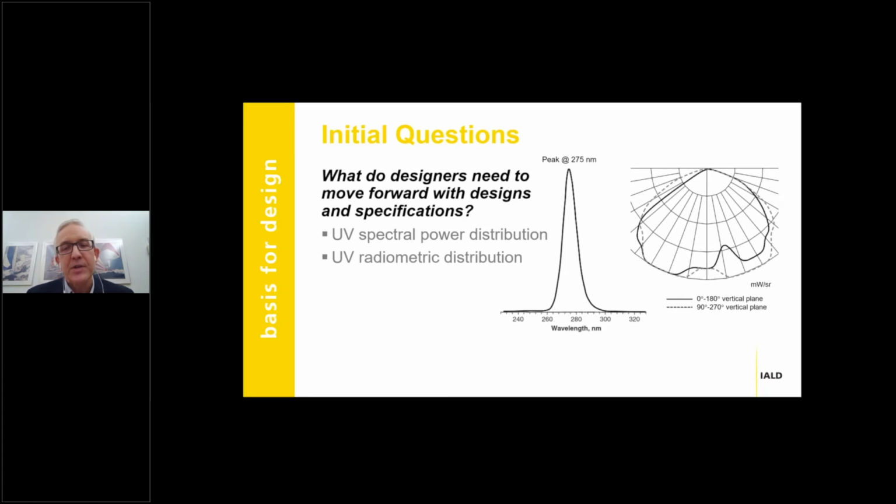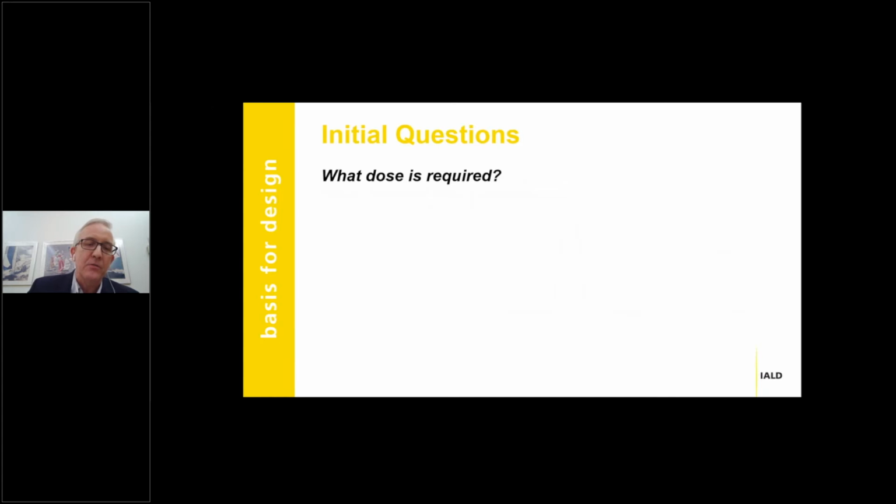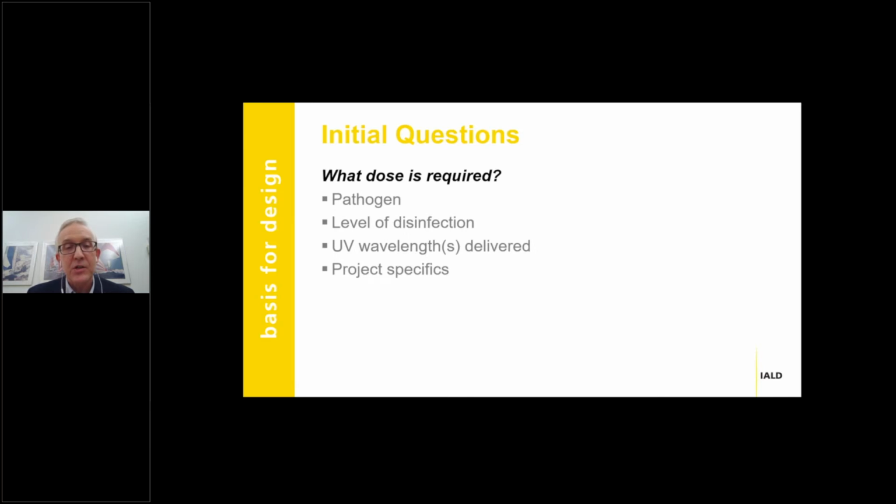The bigger question for designers, though, is going to be, what dose are you designing to? Like designing a lighting system to meet lighting requirements of a given visual task in an environment with given reflectance values, etc., the UV dose does depend on the task and the situation. Specifically, dose depends on the pathogen, the level of disinfection desired, the UV wavelengths delivered, and certain specific project characteristics.